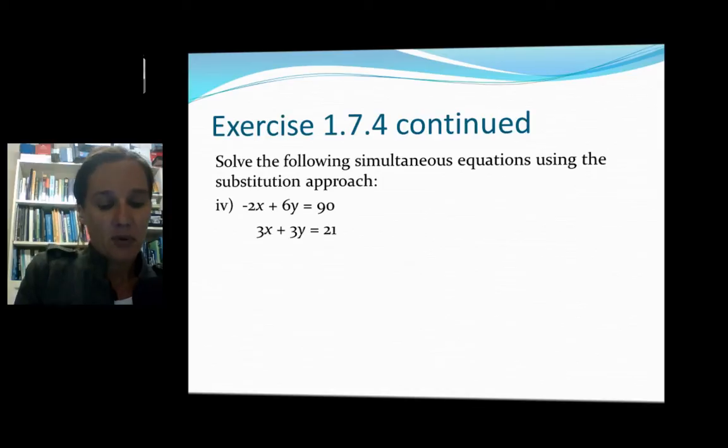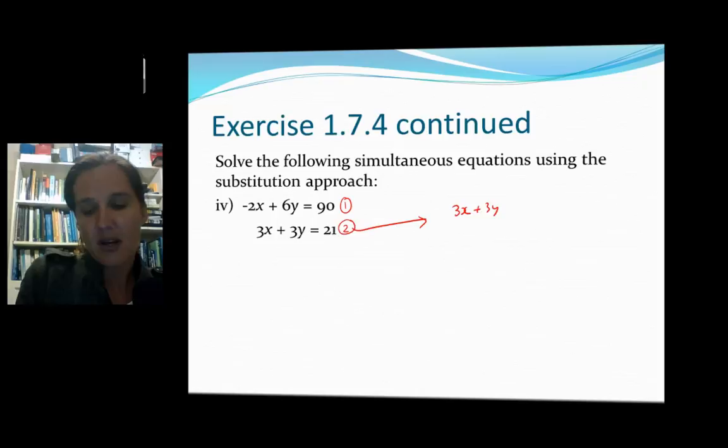Continuing on for number 4. So here we've got minus 2x plus 6y is 90 for equation 1, and 3x plus 3y is 21 for equation 2. So this one is going to be an easier one to work with, this equation 2. We have 3x plus 3y is equal to 21, we see all of these are factors of 3. Dividing by 3, we're going to have x plus y is equal to 7. So this is a much nicer one for us to deal with.